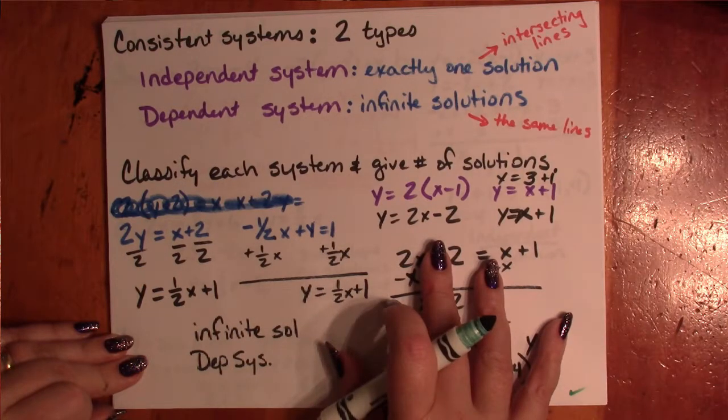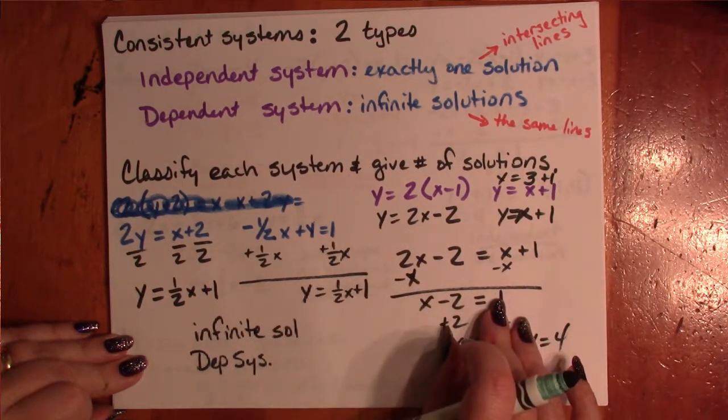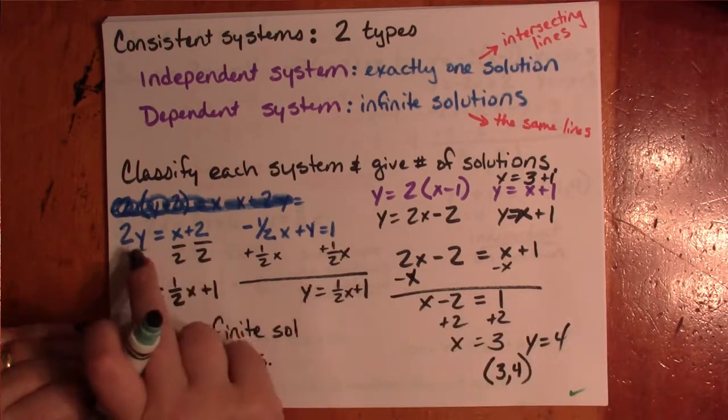So give this a try. You've got 3, A, B, and C on the top of page 422.